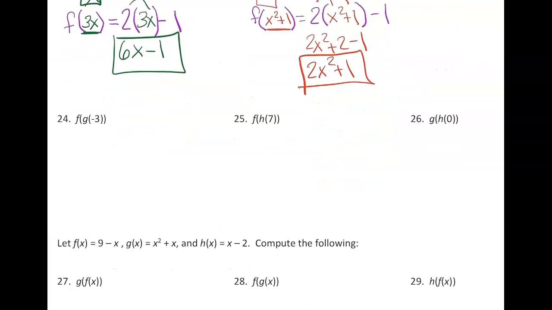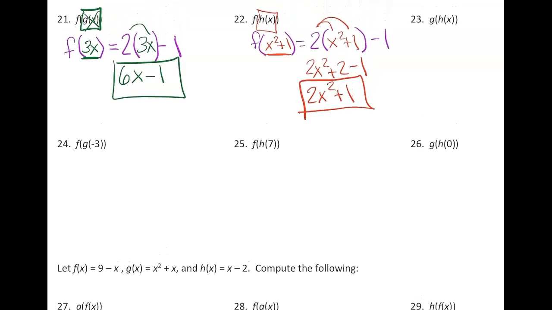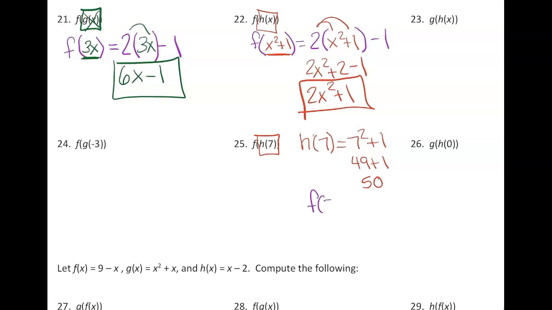Then you're going through and you have ones where you evaluate. Okay. So there's a couple of ways you can do this. You can do it by plugging in the number that we had done before. So like I'm going to use my h equation. So I'm going to go h of 7 equals 7 squared plus 1. This becomes 49 plus 1. That becomes 50. Then I can go and plug that 50 in for my f equation.